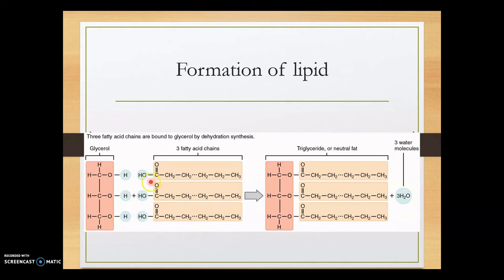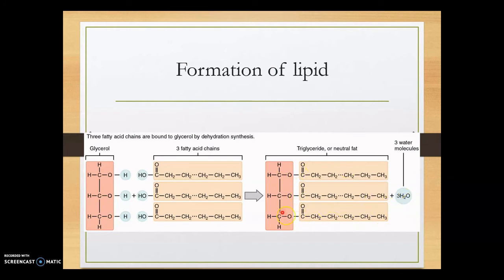Now this H and the OH here combine together to form what? Water molecules. So that forms a bond. This bond is called what? This bond is called the ester bond. Same here, an ester bond is formed. Also here an ester bond is formed. So three ester bonds are formed. So one glycerol molecule combined with three fatty acids through three ester bonds with the liberation of three water molecules.